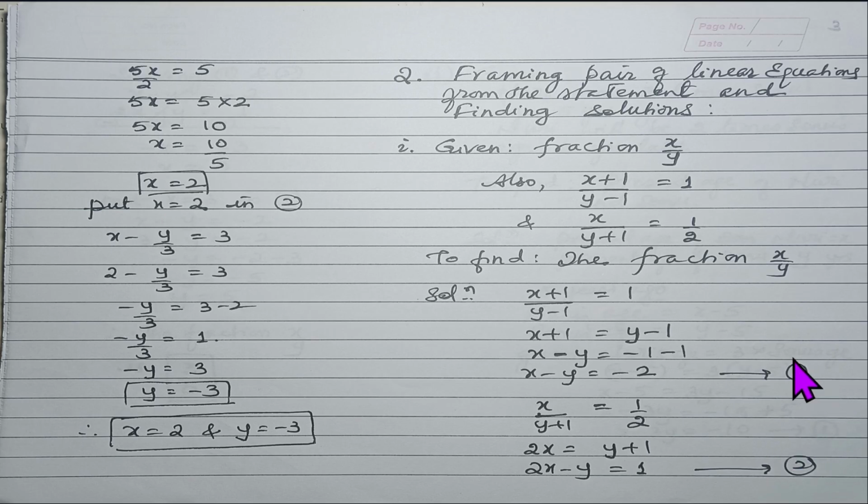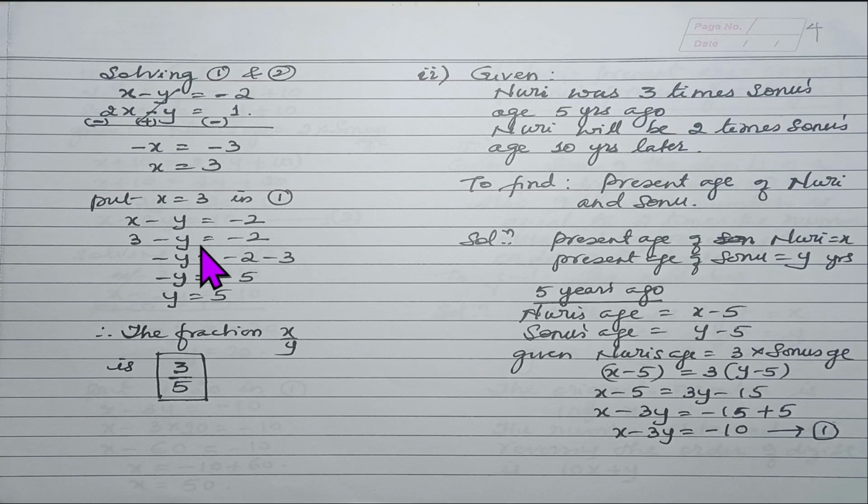Now we have to solve these two equations, equation number 1 and equation number 2. So let us solve them. x minus y is equal to minus 2, 2x minus y equal to 1. Now y and y, if I subtract the second equation from the first, x minus 2x is minus x, y minus y becomes 0. Minus 2 minus 1 becomes minus 3, so x is equal to 3.